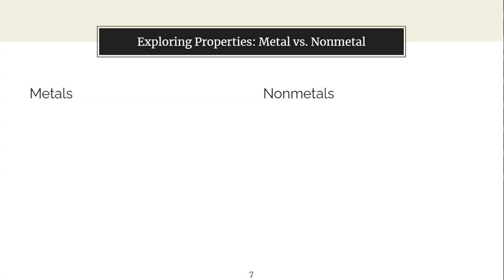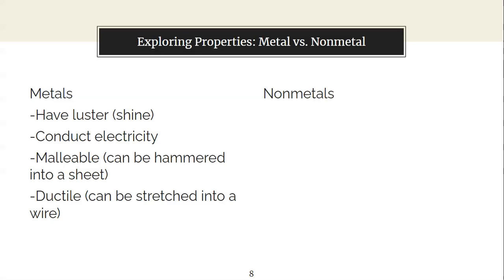Now, since we're talking about properties, let's go back and talk about the properties of metals and nonmetals. So last time we learned about the areas of the periodic table that have metals and that have nonmetals. So now let's look at some of their properties. So metals have luster or shine. They conduct electricity. They're malleable, which means they can be hammered into a thin sheet, and they're ductile, which means they can be stretched into a wire.